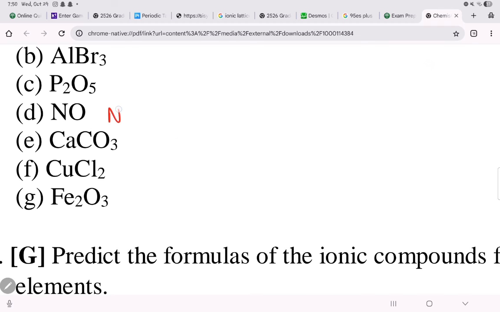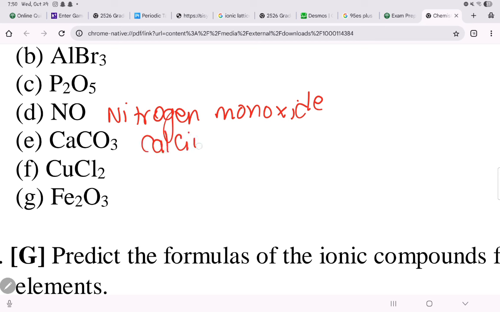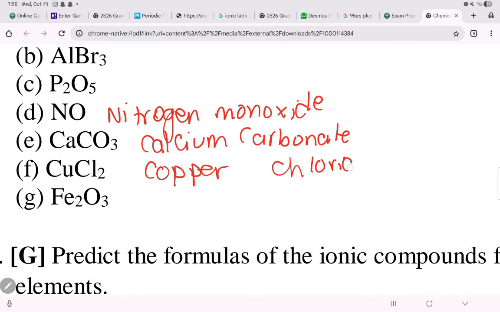CaCO3 is calcium carbonate. CuCl2 is okay, because this is ionic. This is also ionic, so it's gonna be what? It's gonna be copper chloride. Now, the only catch here is because copper is a transition metal, we will need to put the oxidation number. So copper in this scenario, if you split them, it's gonna be Cu2+ and Cl-. So what's the oxidation number? 2. So it's gonna be copper(II) chloride.